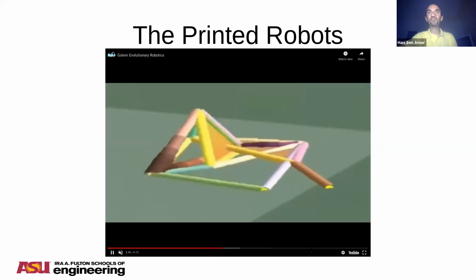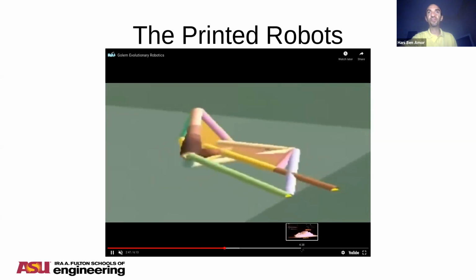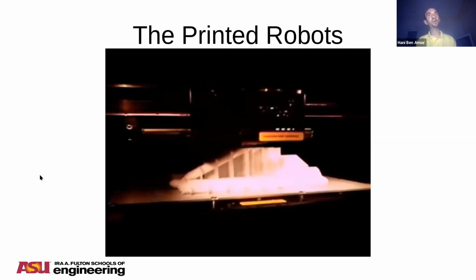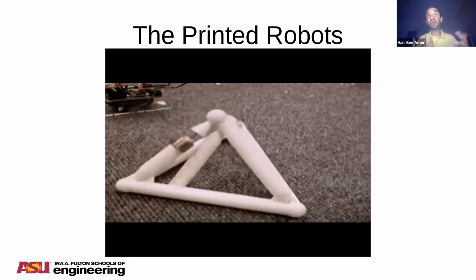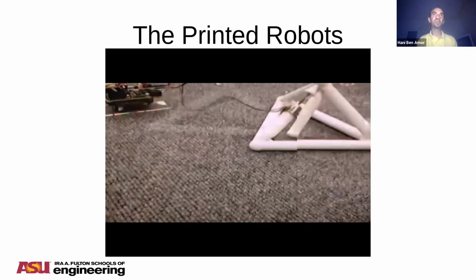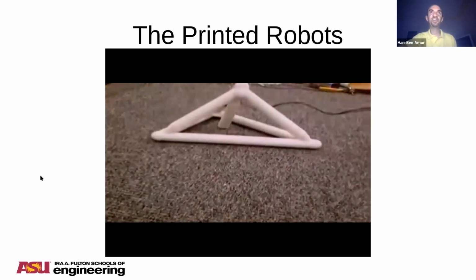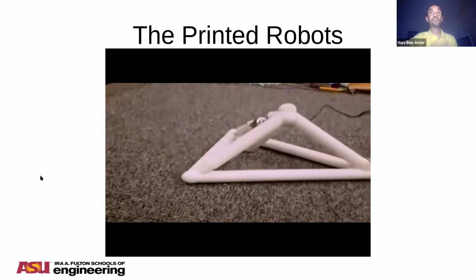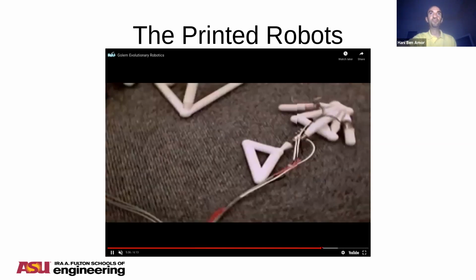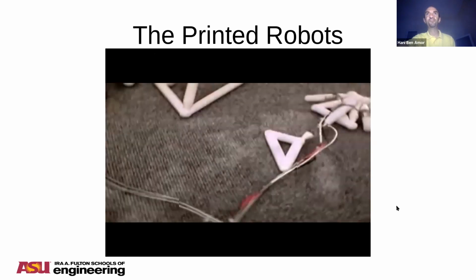And then once it's printed out, they can actually try it out in the real world. So let me show you that process. So here's the printing process for the robot. And once you have it printed out, you can try it out in the real world. So this is one of the morphologies. You can see here how it's moving forward. And so all of this came from simulation. And here's yet another morphology.